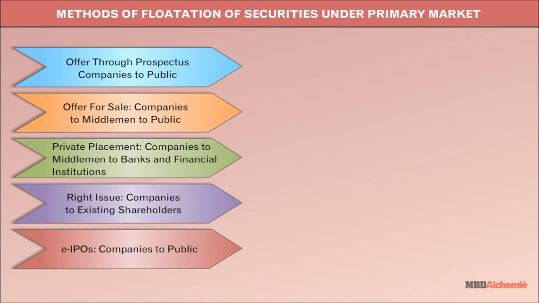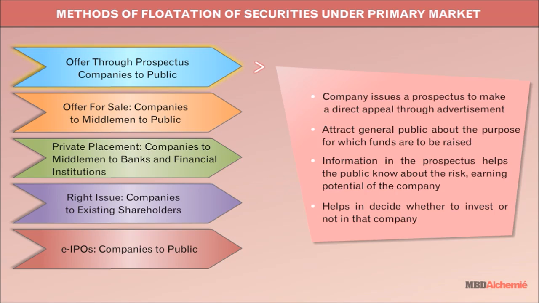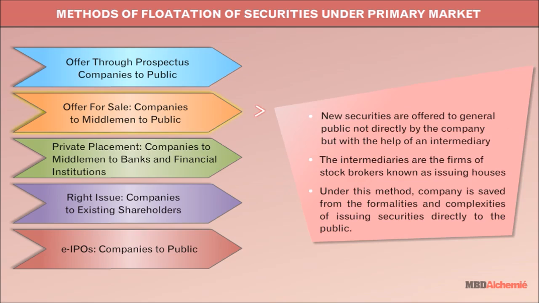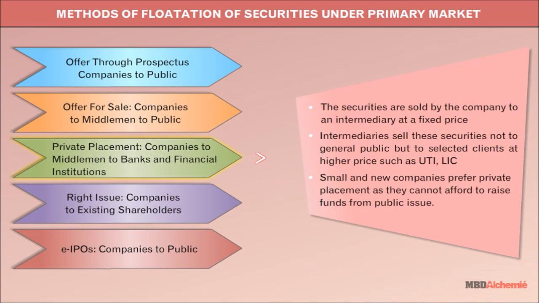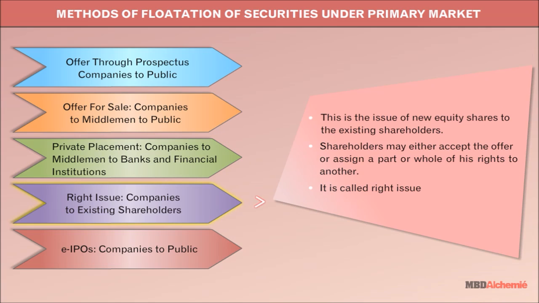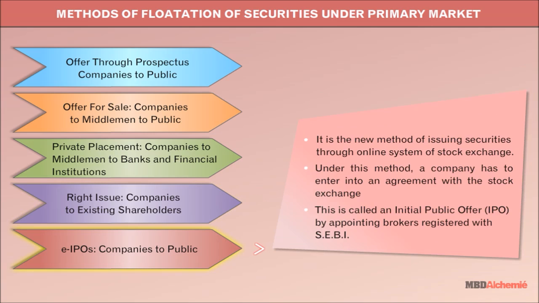Methods of flotation of securities under primary market. The securities in the primary market can be issued in the following ways. Offer through prospectus. Offer for sale, companies to middlemen to public. Private placement, companies to middlemen to banks and financial institutions. Right issue, companies to existing shareholders. EIPOs, companies to public.